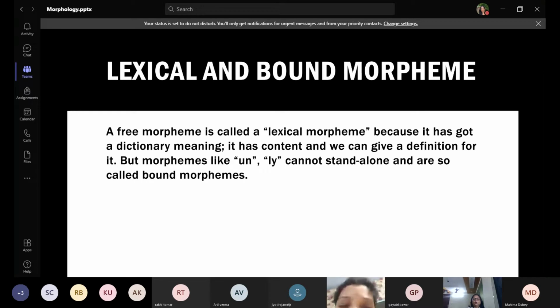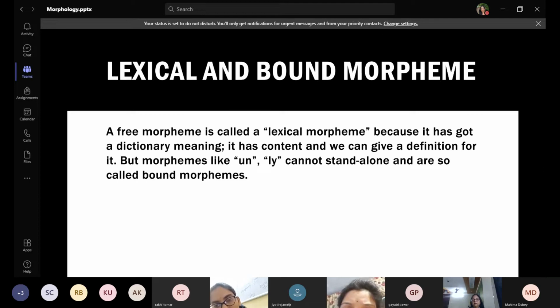Now, so far you know that there are two types of morphemes. They are free morpheme and bound morpheme. Free morpheme has meaning. And so this is why it is also called lexical morpheme. Lexical because it is a word found in dictionary. Okay, it has content. It has got concrete meaning, right? And we can give a definition for it.